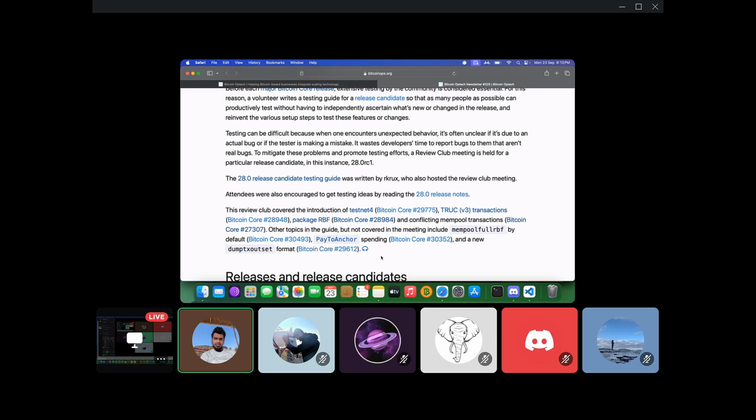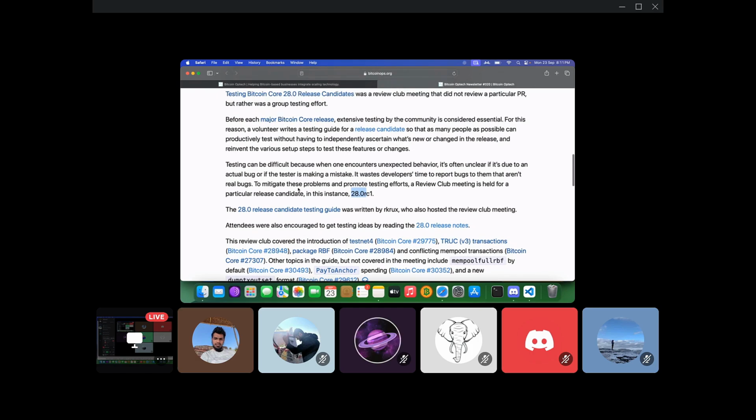So what are the main features that have been added in the latest version 28.0? Some of them are mentioned here: testnet 4, TRUC transactions, package RBF, conflicting mempool transactions, mempool full RBF, pay-to-anchor outputs, and dumptxoutset. And we've discussed almost all of these things during our preceding sessions. So now let's look at the testing guides and try and go through each one of them to the best of our ability as much as time permits us.